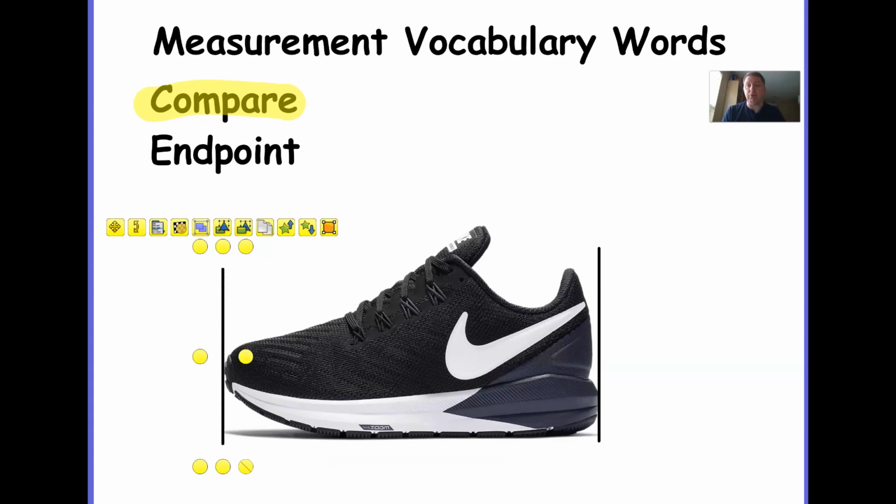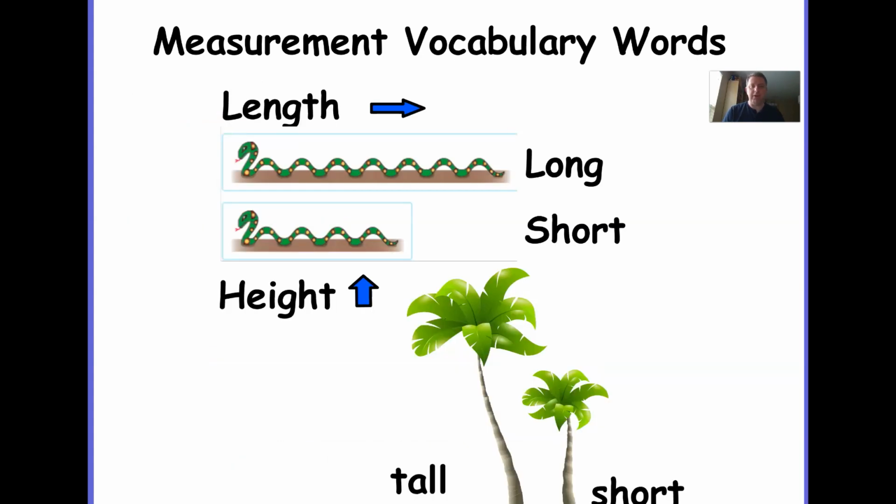All right, you ready? Here's some more words that we need to remember. We haven't measured since probably December. We can measure length. That's how long something is. We go from right to left, across, or horizontally. Something is long or something is short. Those are the words that we use to describe length. We can also describe height. That's measuring up and down. We usually measure things standing up. We can measure how tall something is or how short something is.